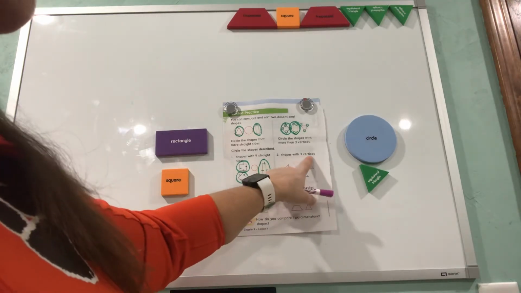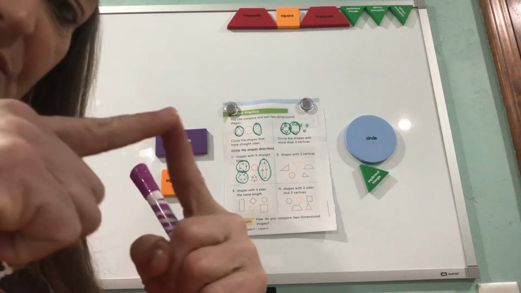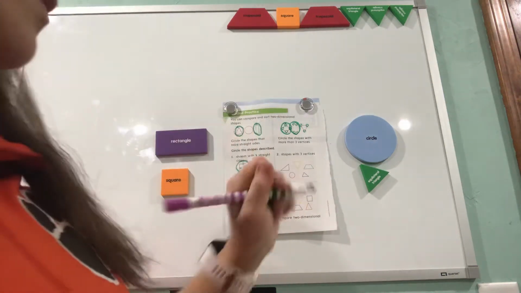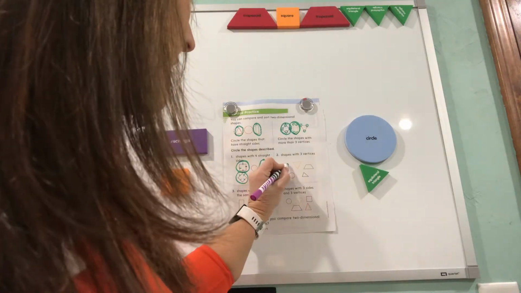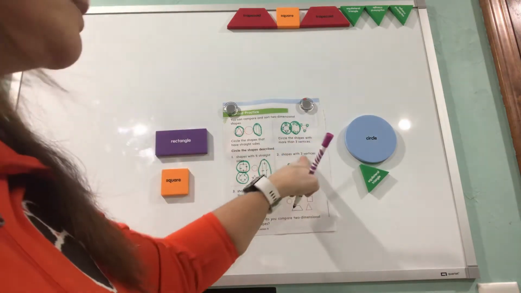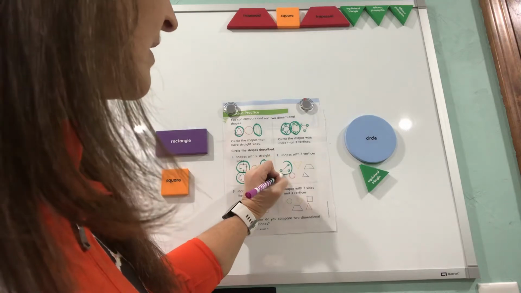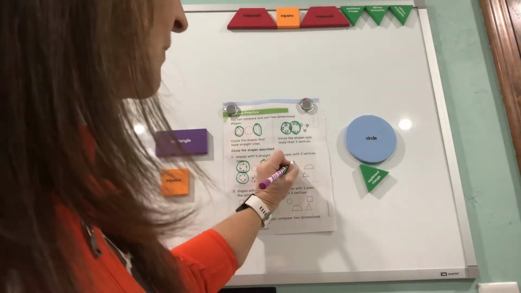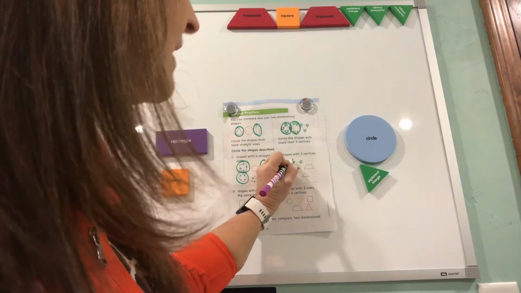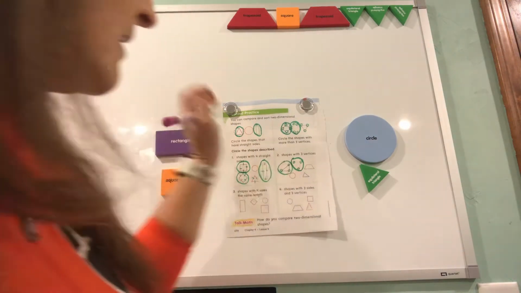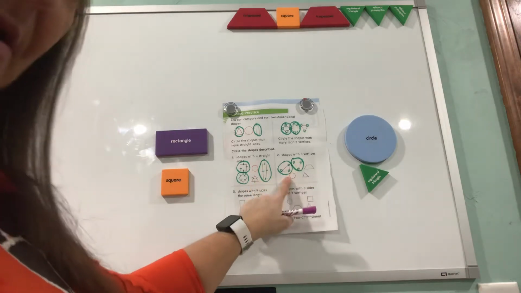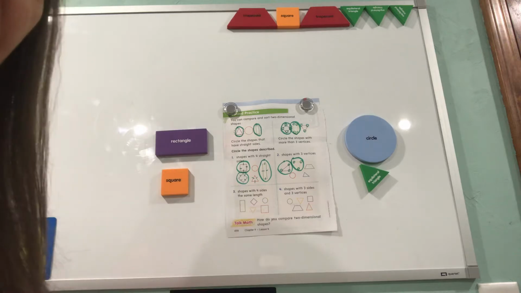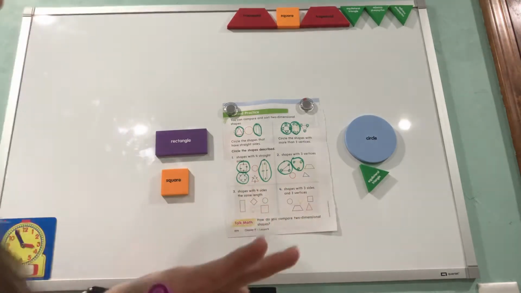Shapes with 3 vertices. So remember, vertices are where those 2 sides come together, that little point. I'm going to circle those so I know where they connect. So I have 1, 2, 3. Does it have 3 vertices? Yep. So that also tells me it's a triangle. This one has 1, 2, 3. And if you look at these triangles, they both look different, but they both have 3 sides and 3 vertices. So they're just 2 different kinds of triangles, but they're both triangles.